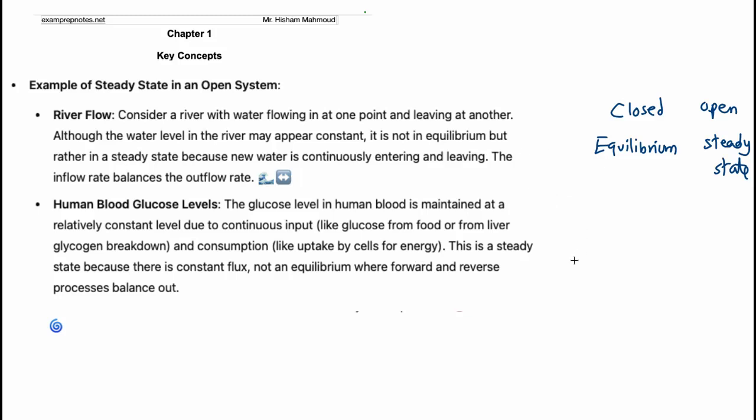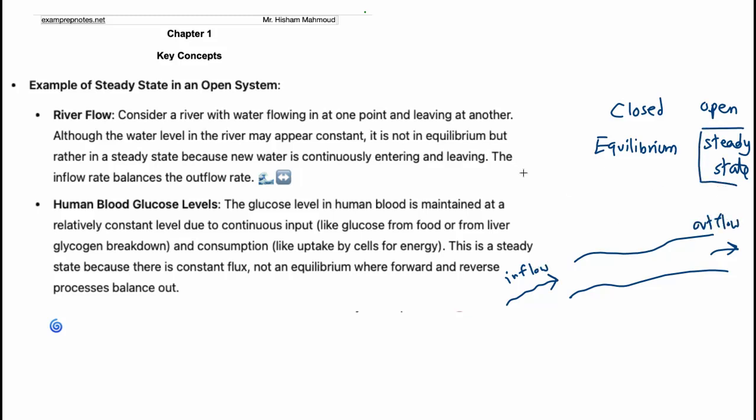What are examples of steady state in an open system? I have an open system. I have a river with water flowing in at one point and leaving at the other. The water level seems to me to be constant, but this is not equilibrium, it's steady state. New water is continuously entering and leaving. The inflow is balancing the outflow. So this is an open system, considered as steady state, not as equilibrium.